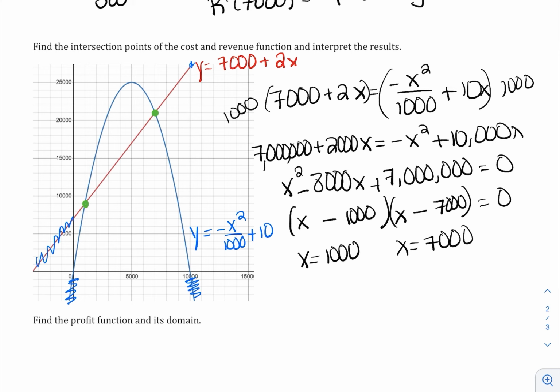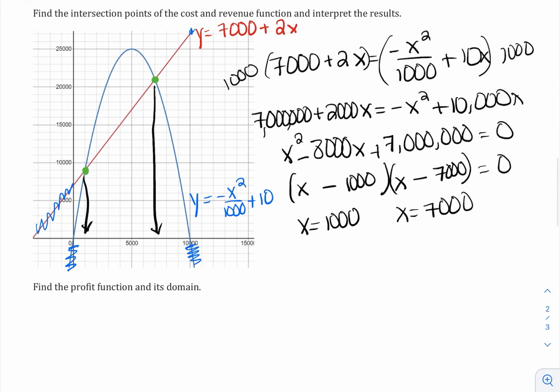And that matches pretty well, right? Here it is. 1,000, 7,000. So visually, it matches what we're getting in our factoring, all right? So you could also use the quadratic formula, but really, if you can, you know.